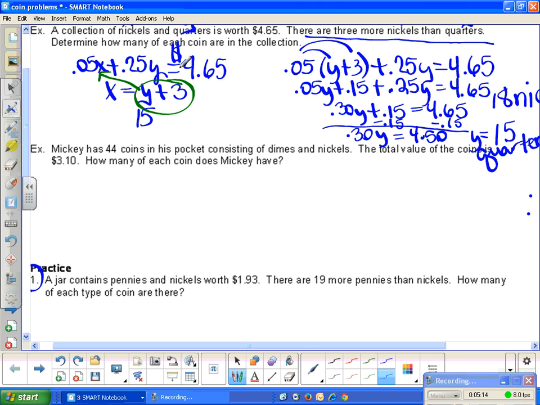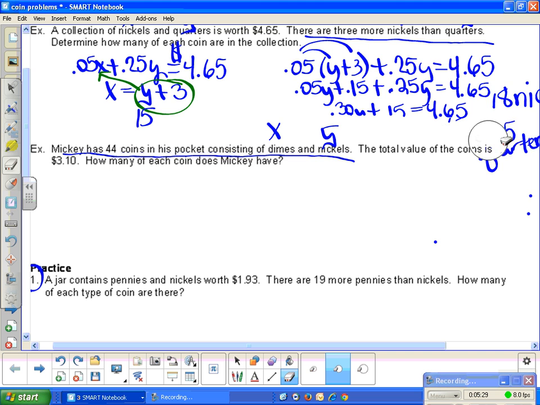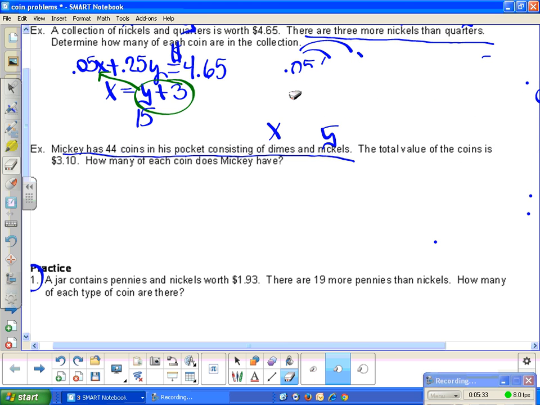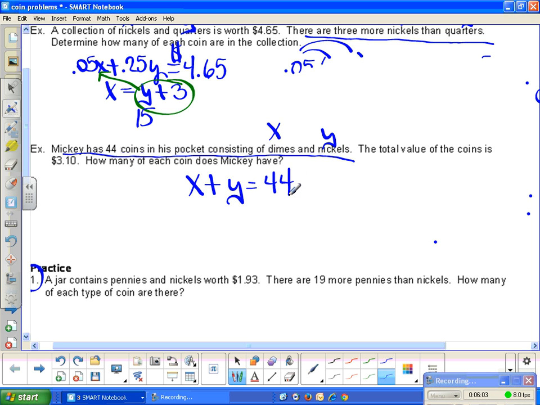Okay, so for example number 2, it says Mickey has 44 coins in his pocket consisting of dimes and nickels. First thing we need to do is label. That way when you get to the end of your problem, you're going to know which one is dimes and which one is nickels. Then we want to write an equation for that first sentence. It's 44 coins. Is there any money involved here? No. It's just number of coins. It could say 44 dogs and cats. Dogs X, cats is Y. Doesn't matter. So since it doesn't give me a value in that first sentence, we simply have X plus Y equals 44. That's just your item number equation.